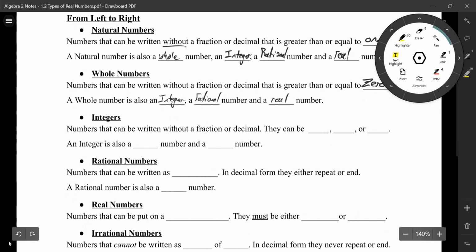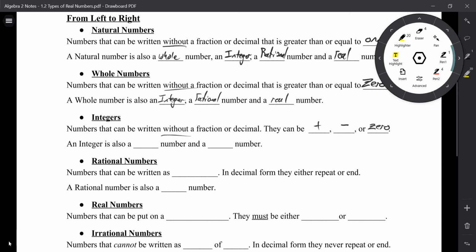The next category here would be integers. So numbers that can be written without, again, that's very important to remember with all of these. Natural, whole, and integers have to be written without a fraction or a decimal. But integers are the most broad of these whole type numbers, written without a fraction or a decimal, because they can be positive, they can be negative, or they can be 0.